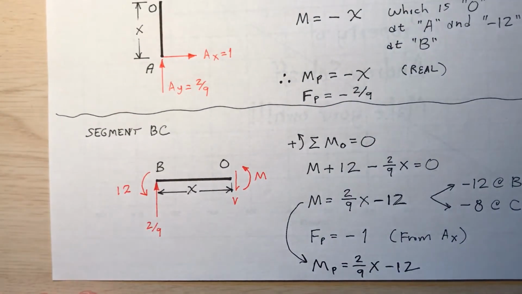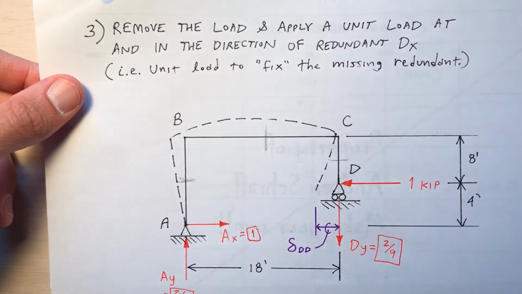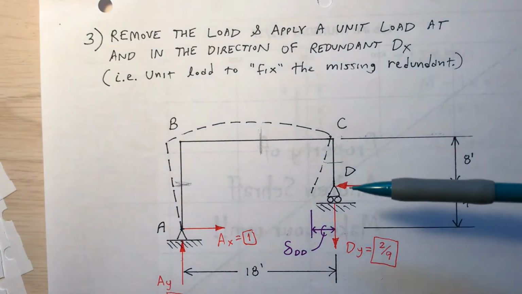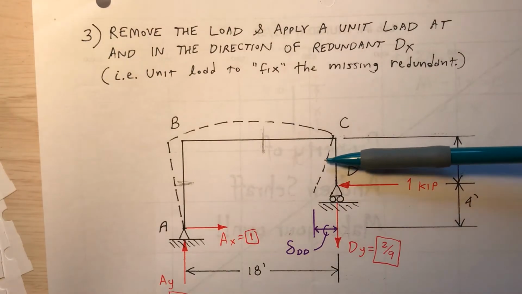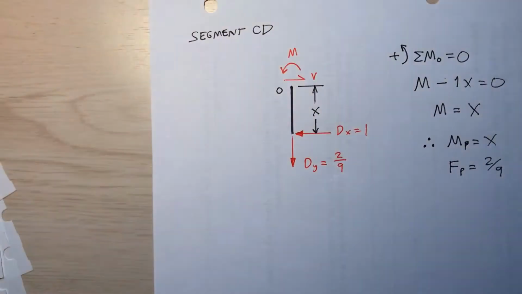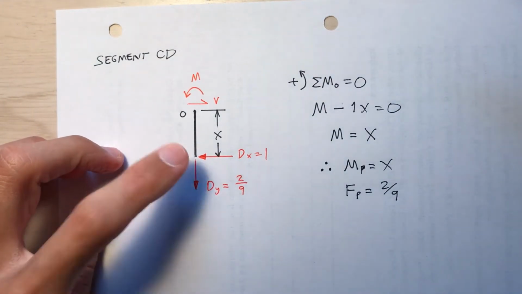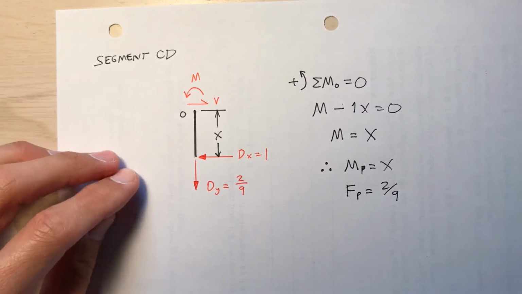Now analyze segment CD. For CD, I have to make a cut in here and determine the equation for the bending moment and also the axial force. I think it might be easier to analyze CD from the bottom up. So cut it between C and D, and you get this. I'm analyzing it from the bottom up. So I've got the reactions at D. Where I cut it, I call point O, internal bending moment.